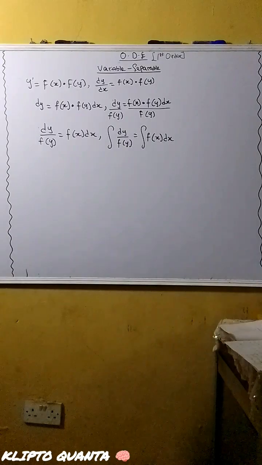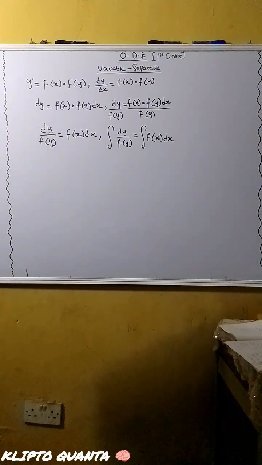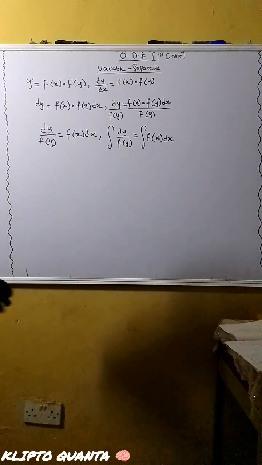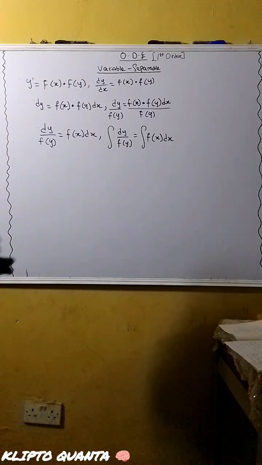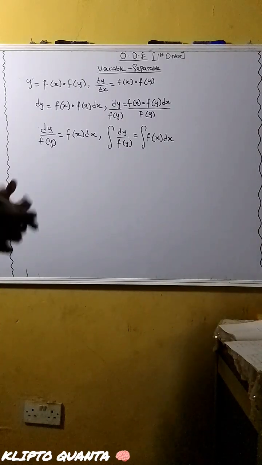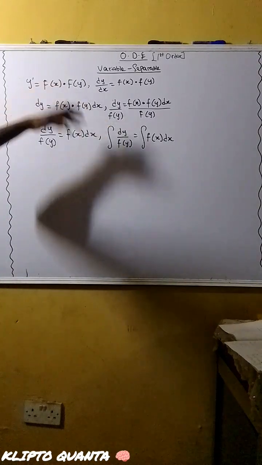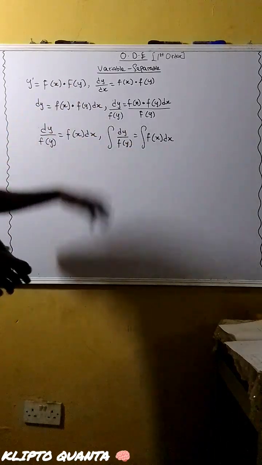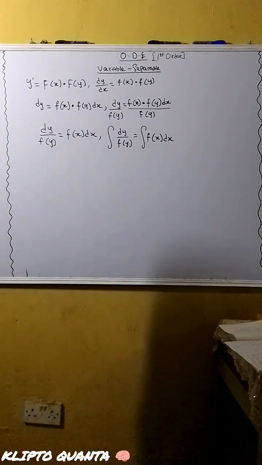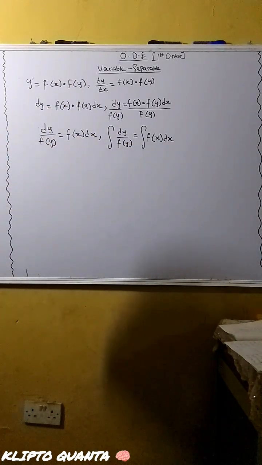So we're talking about ordinary differential equations under variable separation. And when you talk about variable separation, it's actually something very easy. It's just a process where you have a certain function of x as an independent variable and also a function of y. And this is a first order differential equation.